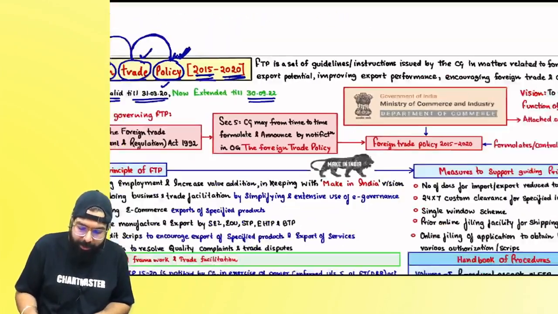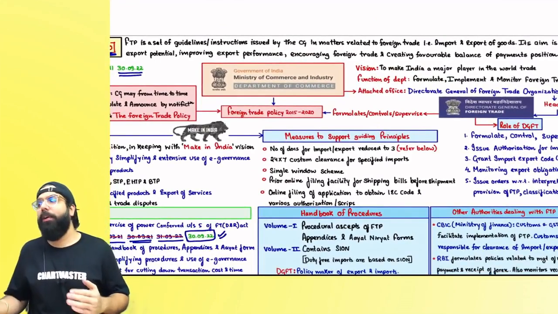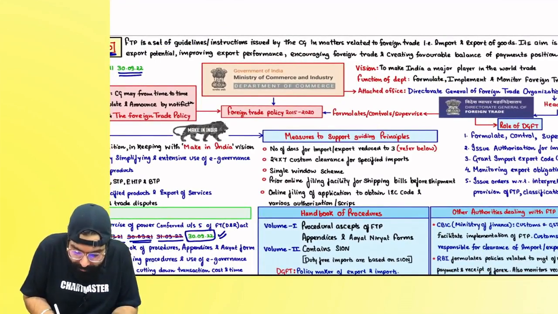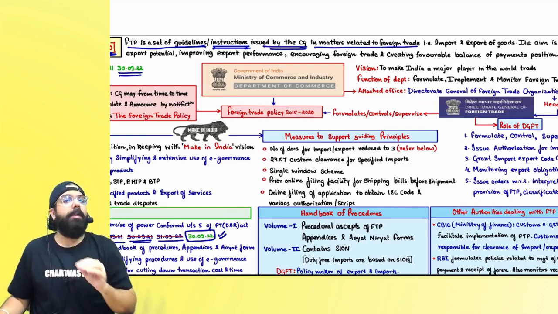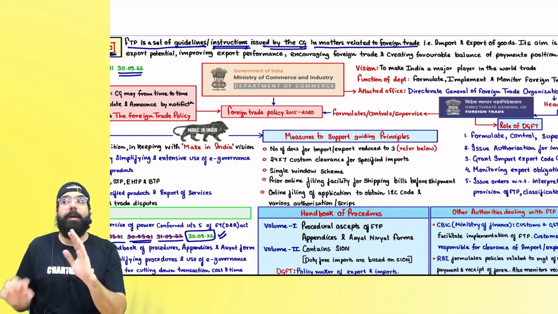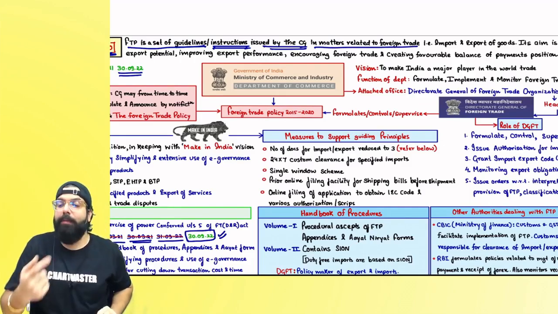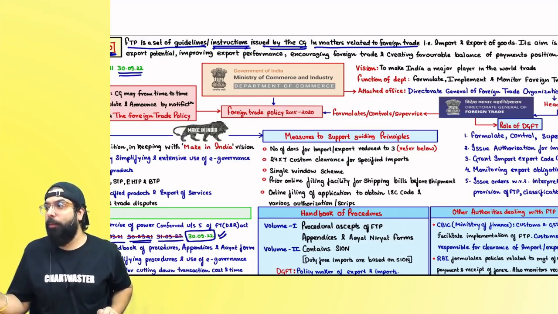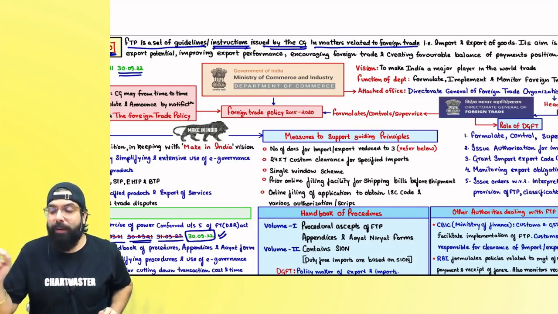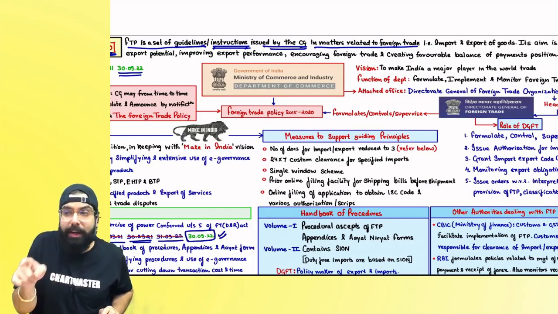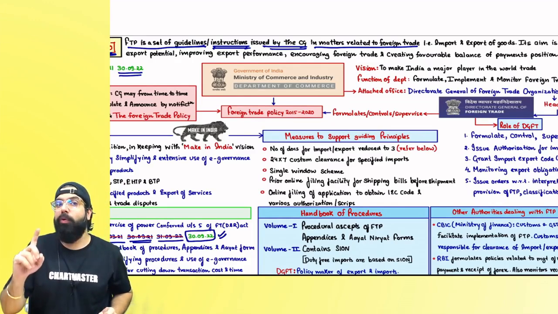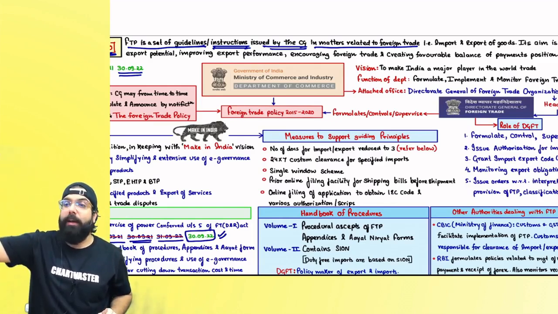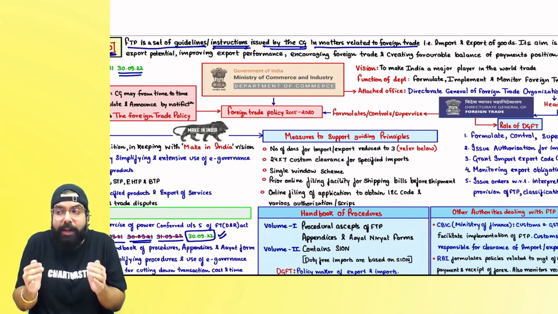Everyone, listen to me very carefully. What is actually the foreign trade policy? Foreign trade policy is a set of guidelines and instructions issued by the central government in matters relating to foreign trade. One thing you have to remember: whenever it comes to foreign trade, if I am selling goods to my brother, or my mother is selling to me, will we ever become rich? No, I have to sell it to an outsider. In the same way, if India wants to become rich, India will have to sell goods outside India, get foreign currency from outside India, only then India will become rich.